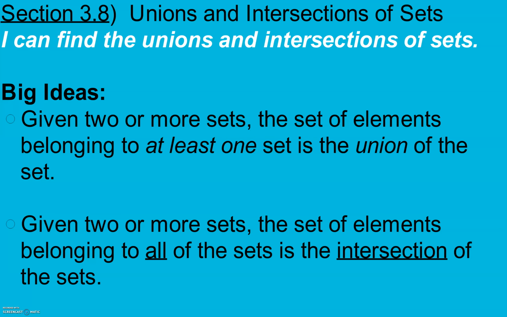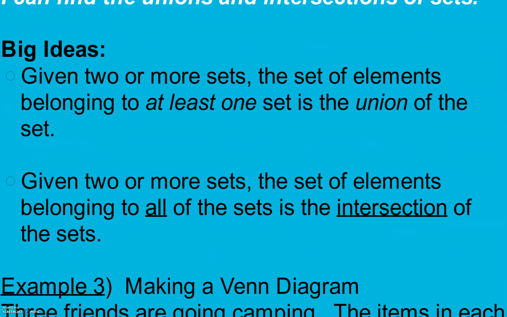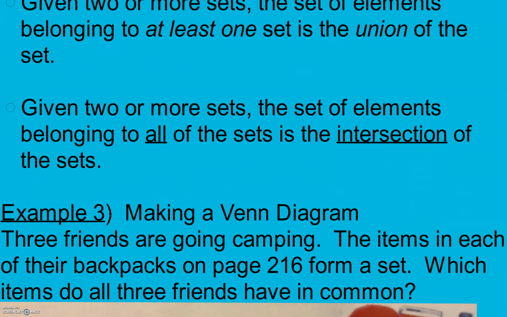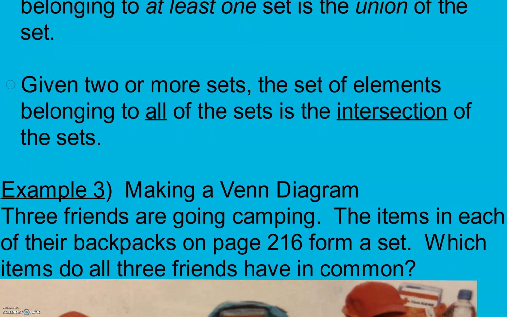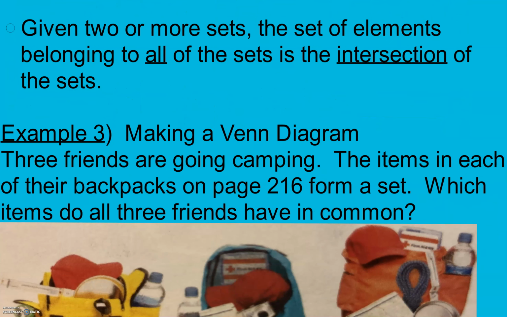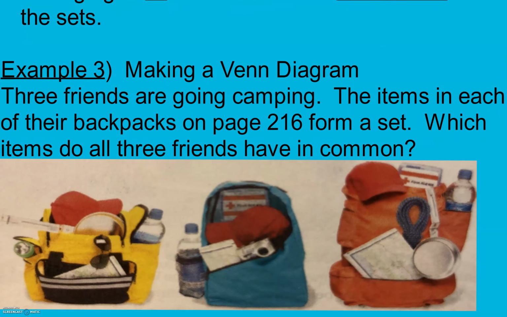Continuing on in section 3.8 here, we have unions and intersections of sets. I can find the unions and intersections of sets. Big ideas. Given two or more sets, the set of elements belonging to at least one set is the union of the sets. Given two or more sets, the set of elements belonging to all of the sets is the intersection of the sets. So in example 3 here, we're going to use Venn diagrams.